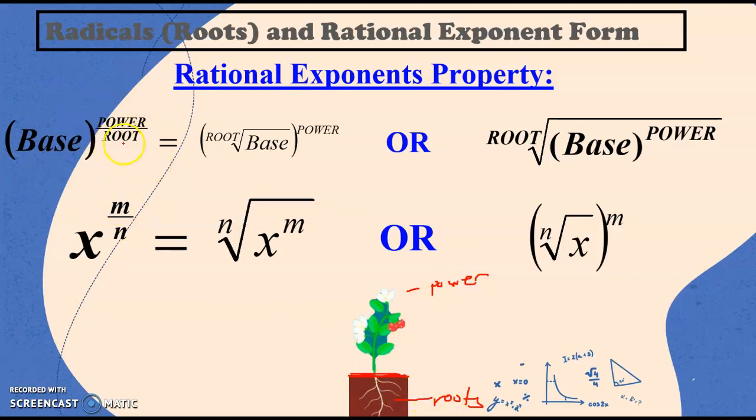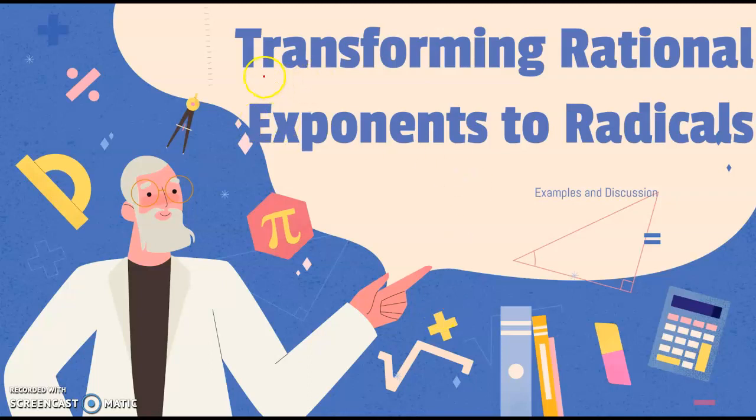So your roots here are the denominators of your rational exponent, right? So your nth root here is the denominator here. Your power here is the numerator in the rational exponent. So that we can put this into examples. Let's have examples and discussion. We'll start with transforming rational exponents to radicals.